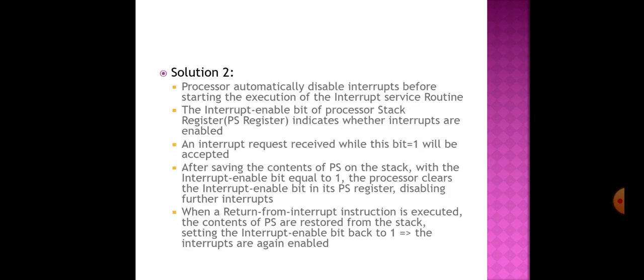The second solution is the processor automatically disables interrupts before starting the execution of the interrupt service routine. Here the interrupt enable bit of the processor status register, that is the PS register, indicates whether the interrupts are enabled. That means in the processor status register of the processor, there is a bit called the interrupt enable bit. If that bit is set to 1, it indicates that interrupts are accepted, and if that bit is set to 0, it indicates that the processor ignores all the interrupts.